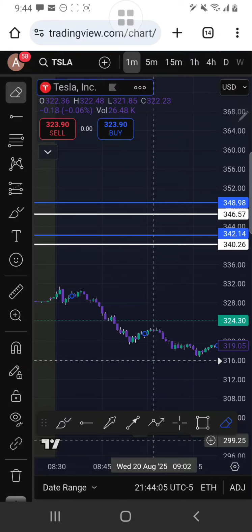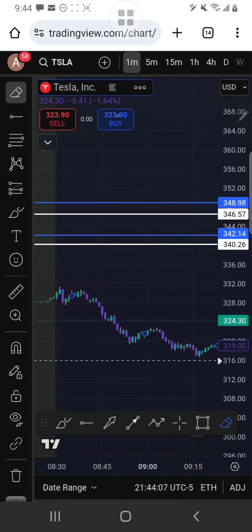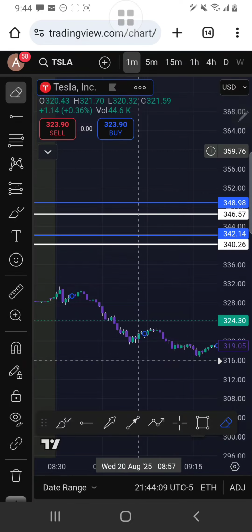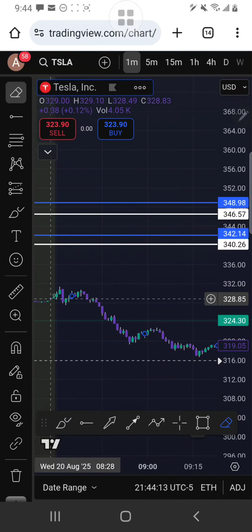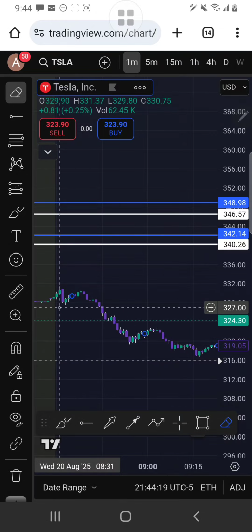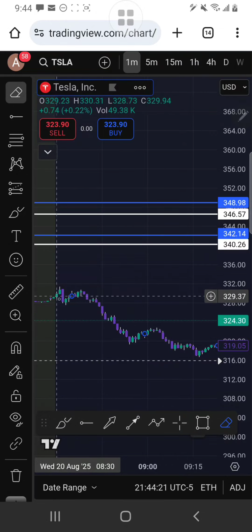So let's start with Tesla on the 1 minute time frame. Each candle represents 1 minute. So looking here, you can see in this context of the pre-market into the open, price looks like it's trending upward, right? But if I expand the context, you'll notice it shifts into consolidation.